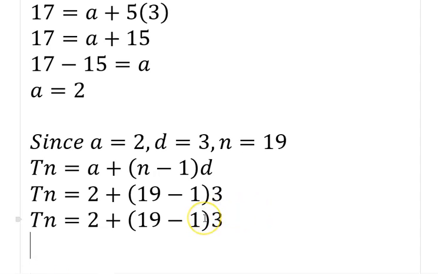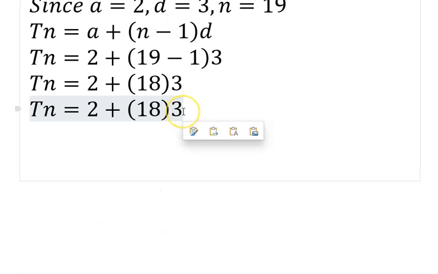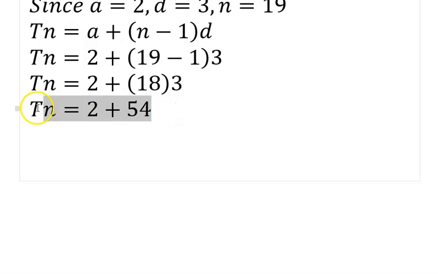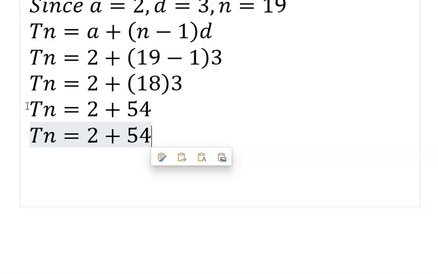So we'll come here and say 19 minus 1 will give us what? 18. 18 times 3 will give us what? 54. Now come here and say 54 plus 2. Beautiful. So that is our 19th term.